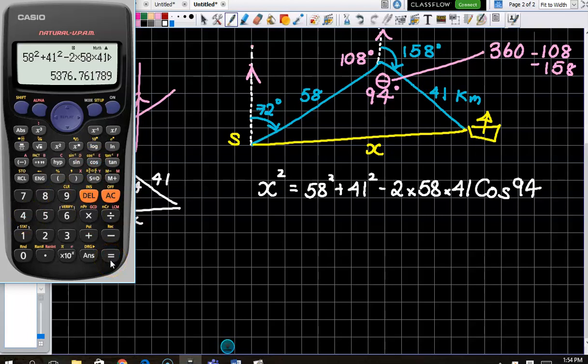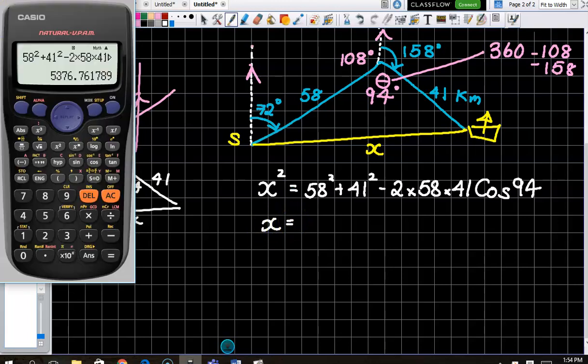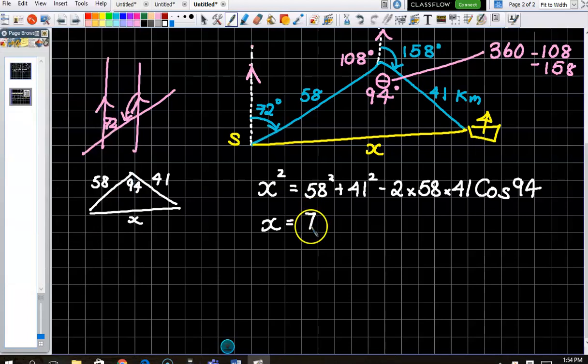Right? We get this. This is what a lot of students will do. They write that down and I mark them wrong because, as Tom has said, this equals x squared. Don't forget to square root. And I'm not writing anything down. I'm going to go straight to x equals. So I'm going to square root my answer. 73.33.